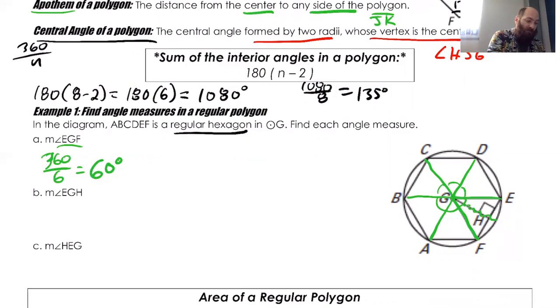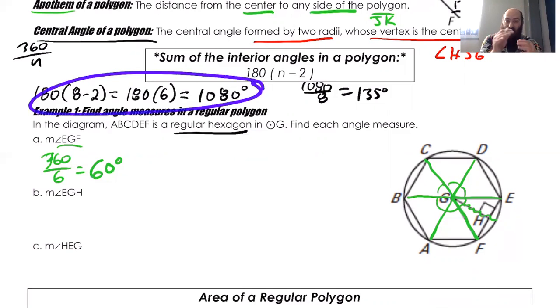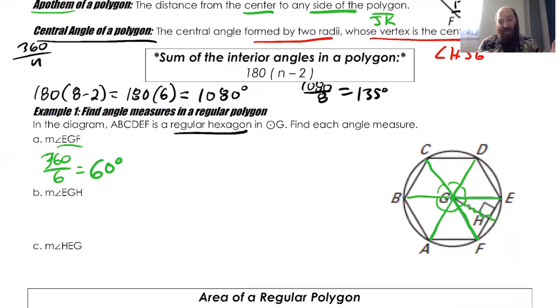Okay, that is different from this little formula here. That is the interior angles versus the central angles. Sounds similar, but these are my interior angles like that. These are my central angles that go around here. Well, now that I know that one, let's look at EGH. So EGH is right here.